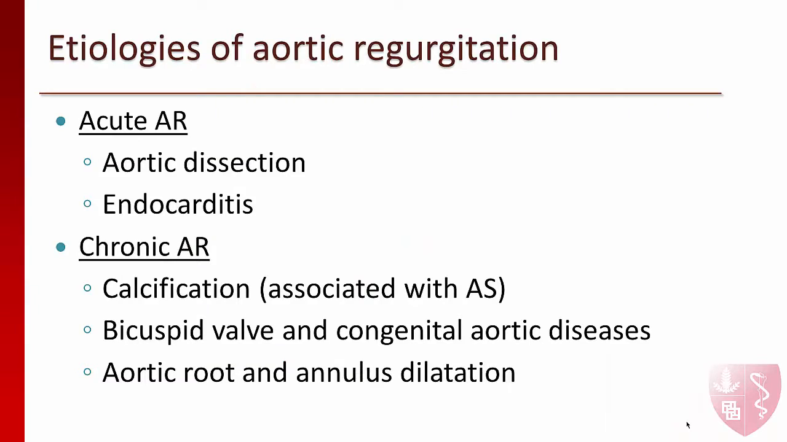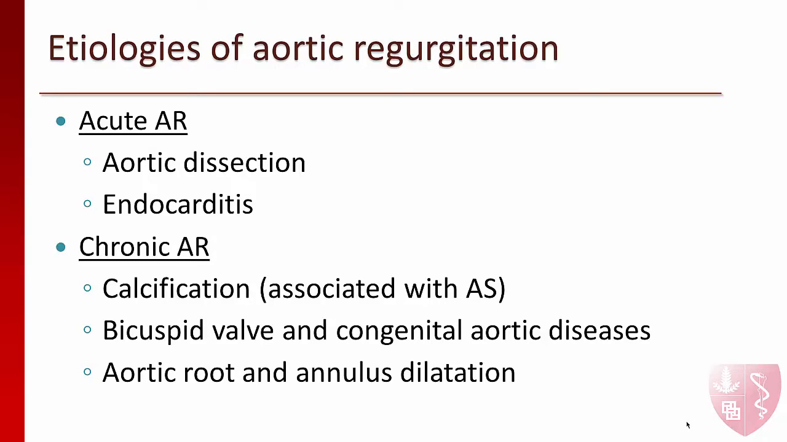Let's start with the etiologies of aortic regurgitation. In acute AR, there are two main etiologies, which are aortic dissection and endocarditis. These two diagnoses will require a transesophageal echocardiography to really characterize the aorta and the disease of the aortic valve itself.